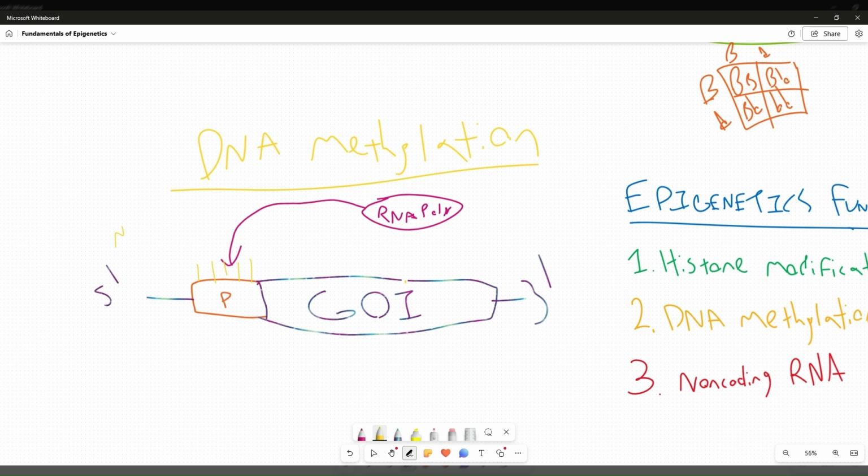So I'll call this MTase. Methyltransferase comes in. There's a bunch of methyl groups on the promoter. And then RNA polymerase, oh look, I'm going to land on this promoter and encode it. But there's a giant roadblock. Man, can't do it.